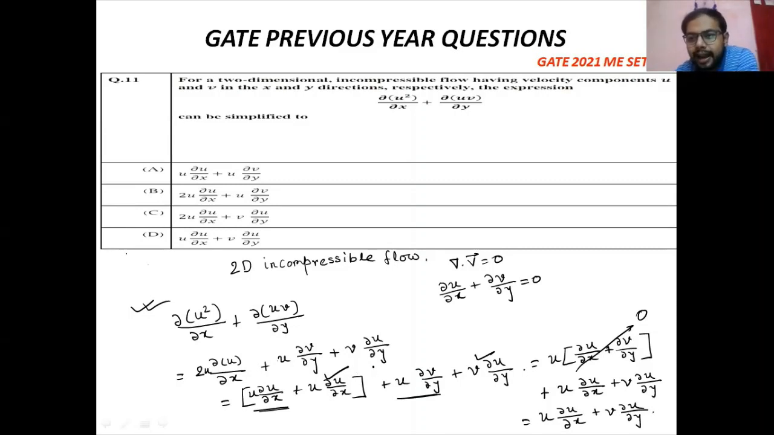What does it mean? This is nothing but the advective component of acceleration along the x-axis. So your answer will be u del u del x plus v del u del y. That is the type of question. You simply use the incompressible flow equation here. That is the concept.